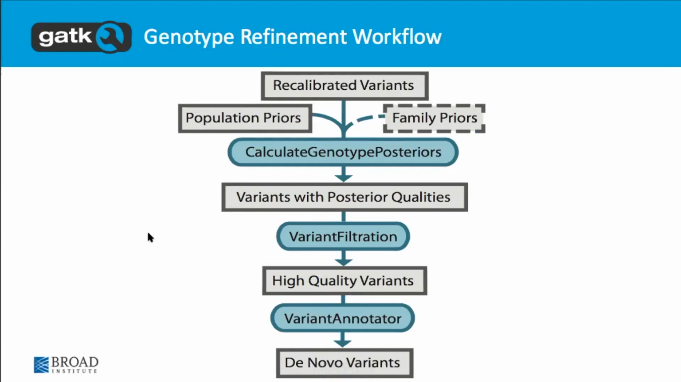So the workflow is that we have our filtered variants, traditionally recalibrated, but you might have neural networked them, deep learned them, I don't know how we're going to say that now. Anyway, so you have your filtered variants, and you're going to apply population priors, you usually have that available. Family priors, if you have them, that is not always available. And you're going to feed that into a tool called CalculateGenotypePosteriors, which you might guess from the name does what? It calculates genotype posteriors.